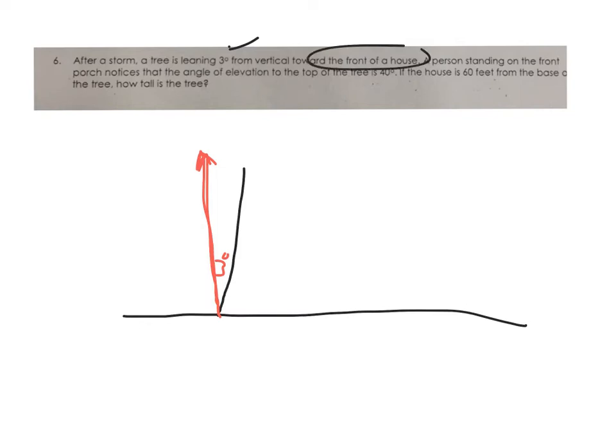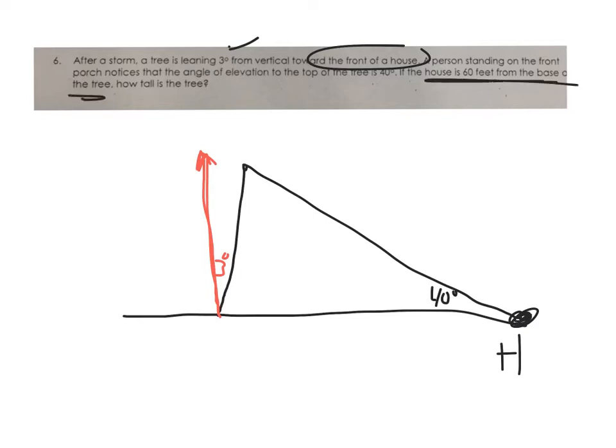It says we have a house. So we'll put the house, I guess, over here. A person standing on the front porch notices the angle of elevation to the top of the tree. So this angle right here is 40. If the house is 60 feet from the base of the tree, well, here's the bottom of the tree, here's the house. So this distance here is going to be 60 feet. How tall is the tree? So the tree is kind of leaning a little bit to the right, so that's going to be my x.